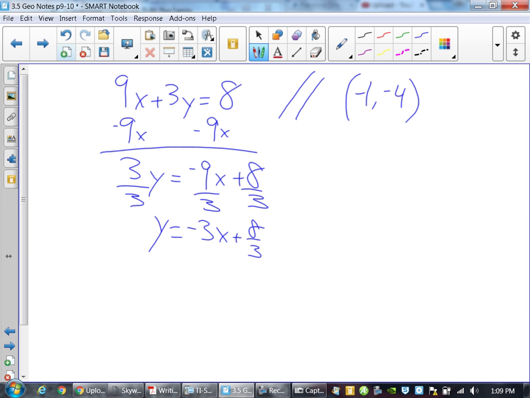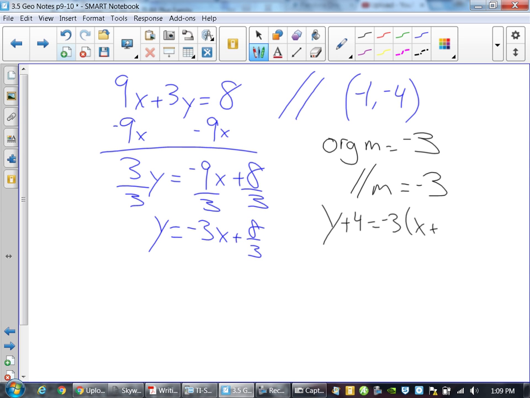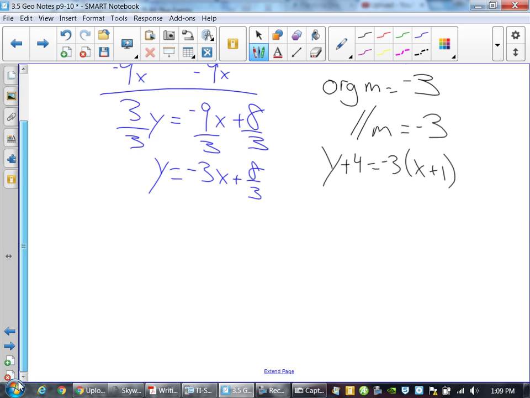What's my original slope then? What's parallel to a negative 3? Negative 3. There we go. Y plus 4 is negative 3 times x plus 1. We're okay with me writing double negatives, right? Distribute out. We have y plus 4 equals negative 3x minus 3.